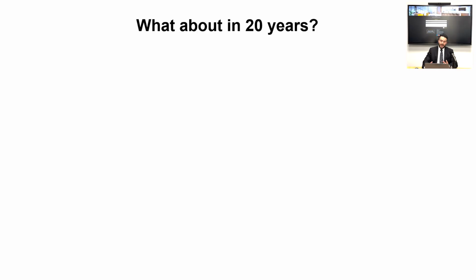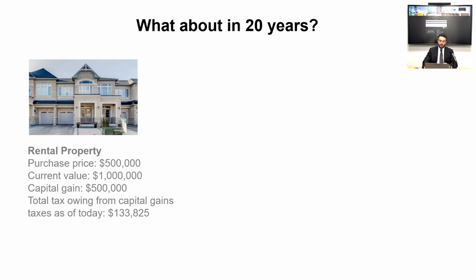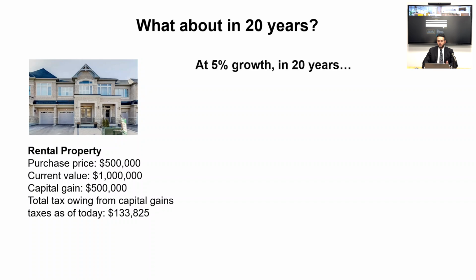Now, that's as of today. So what about if you held this property for the next 20 years? Same scenario, same purchase price, except that $1 million, if you project 5% growth over 20 years, the property would be worth $2.6 million. So 1 million turns to approximately 2.6 million.